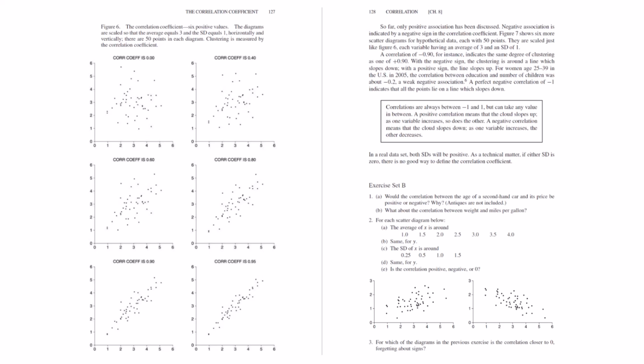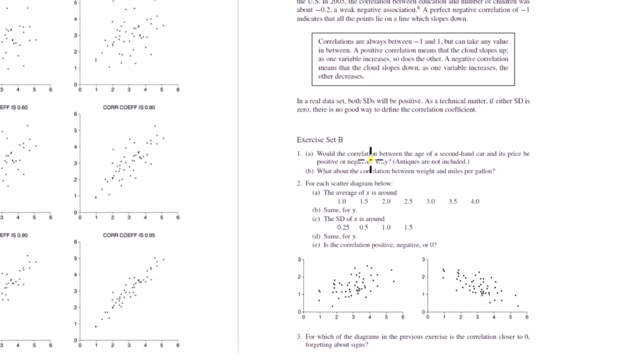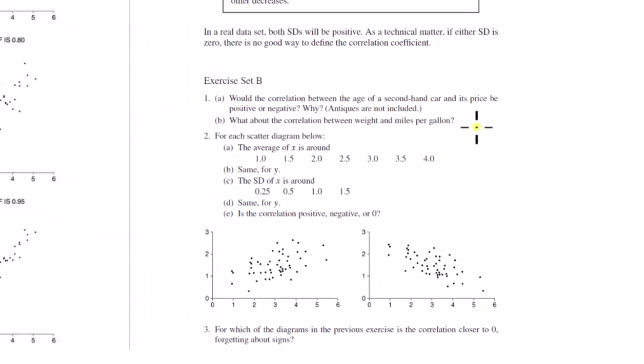Okay, in this video, we're going to work the example problems at the end of the correlation coefficient section. So the first question says, would the correlation between the age of a secondhand car and its price be positive or negative? Why? Antiques are not included, so we're not talking about some classic car whose resale price gets better with age. A general used car. All right, well, we would expect the correlation between the age and price to be a negative correlation.